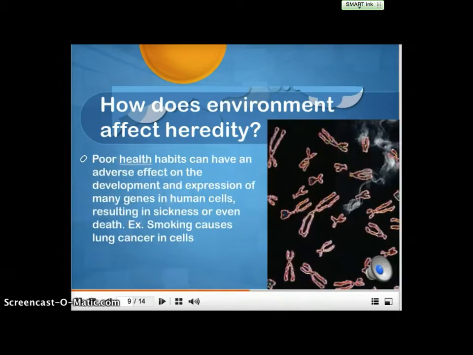Another example is poor health habits. Poor health habits can have an adverse effect on the development and expression of many genes in human cells, resulting in sickness or even death. Examples of this include smoking, which causes lung cancer in cells.